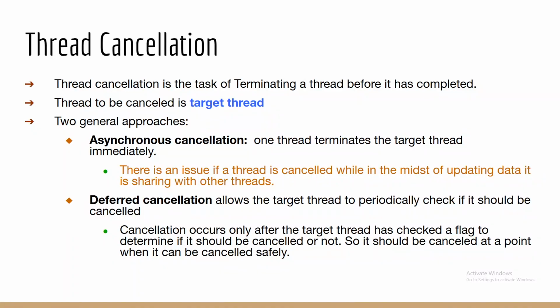Another approach is known as deferred cancellation. This is a safer approach than the previous one. The target thread periodically checks a flag to see if it should be cancelled. This allows the thread to reach a safe point, known as the cancellation point, where it can clean up after itself and terminate in an orderly fashion. Because of the risk, deferred cancellation is almost always preferred.